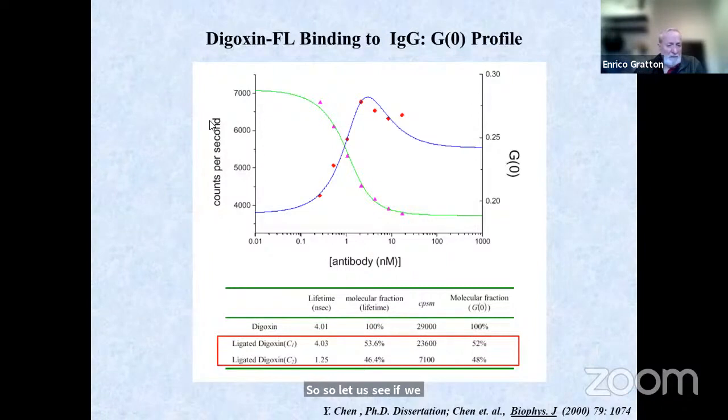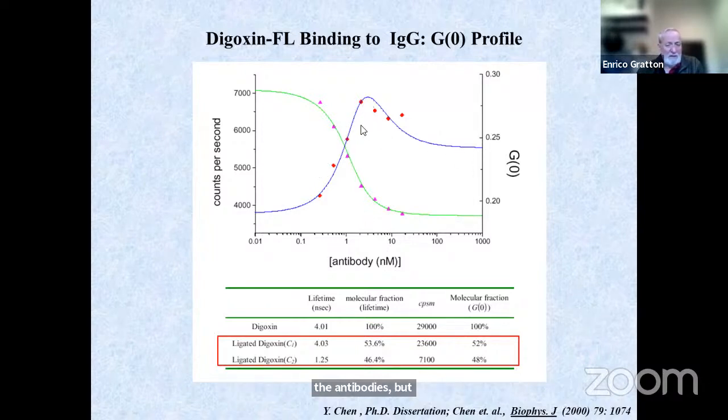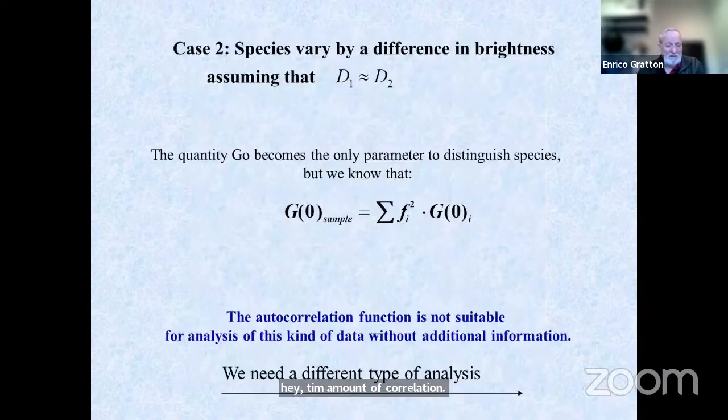So what we measure is counts per second per molecule. So each molecule will give a count per second per molecule. And then we have on this side the amplitude, and on the other side the correlation function. So the correlation function has the usual behavior and decreases as we increase the concentration of the antibody. But the amount of correlation has a maximum at a given antibody concentration, which depends on the KD of the reaction.